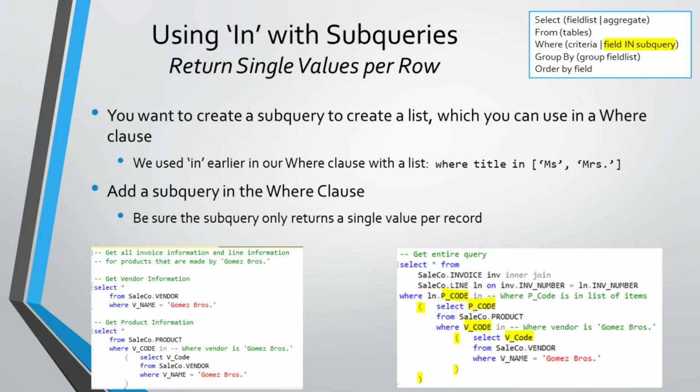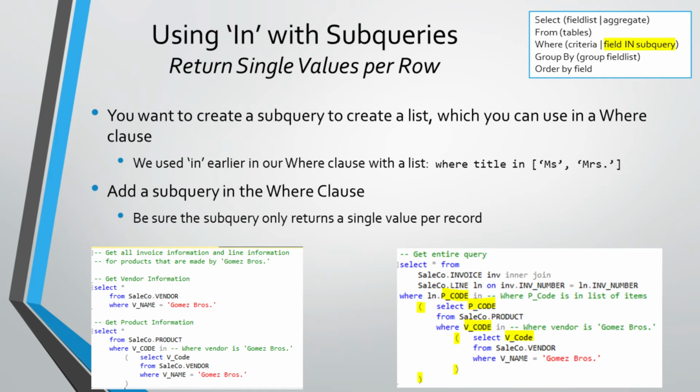I could do where vendor city equals Great Falls, and that would limit me to a list of vendor codes. Now I'm going to select all of the products that have one of those vendor codes. So I'm going to use the in clause, or the in operator, where V code is in, and then with parentheses, I have my subquery.